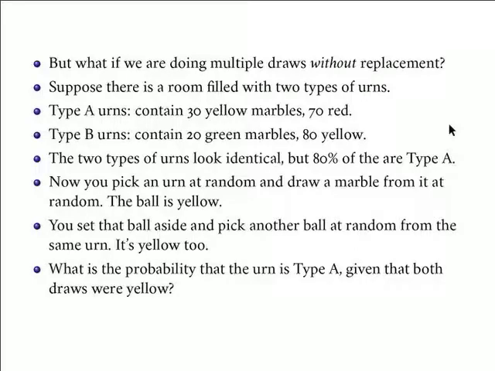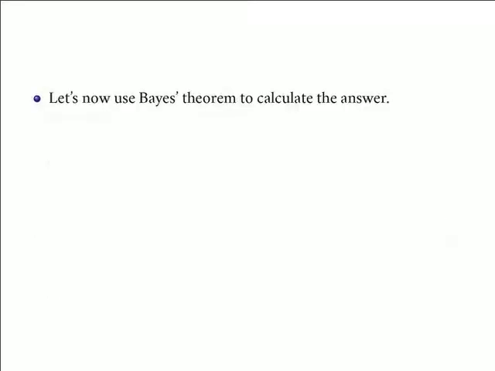Now you can ask, what is the probability that the urn you are drawing from is type A, given that both draws were yellow? So here we're asking about the probability of the hypothesis that the urn is type A, conditional on two draws being yellow. And just like the example in the previous video, we can use Bayes' theorem to calculate this. So we apply Bayes' theorem to the probability of A, that is a type A urn, given yellow on the first draw and yellow on the second draw.